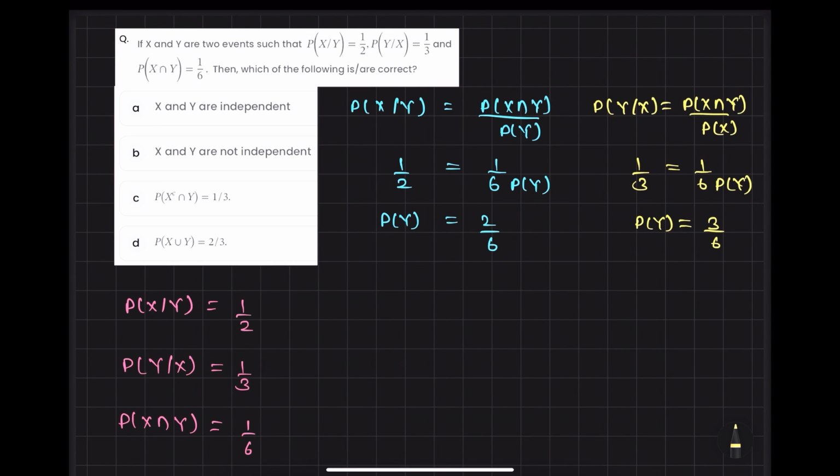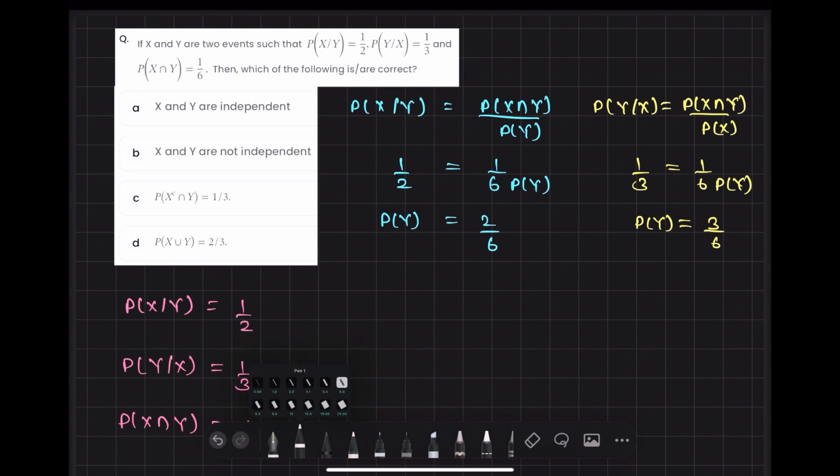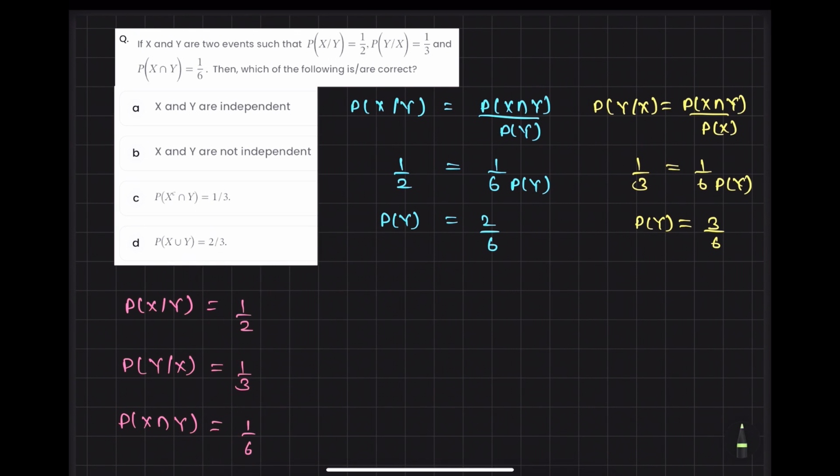Okay, so they are saying that x and y are independent. So how can it become independent? x and y can be independent if P of x intersection y is equal to P of x into P of y. If this equality holds true, then it is independent.